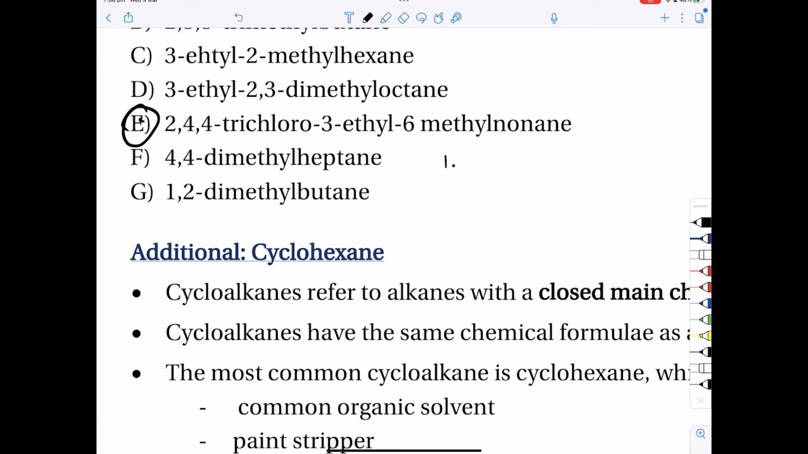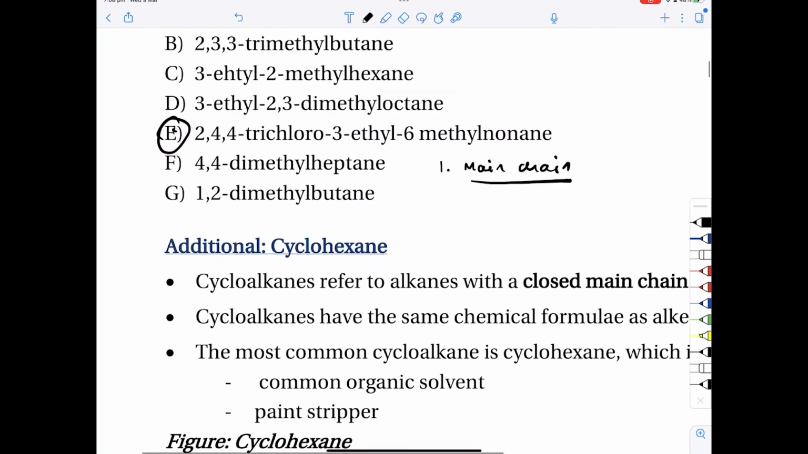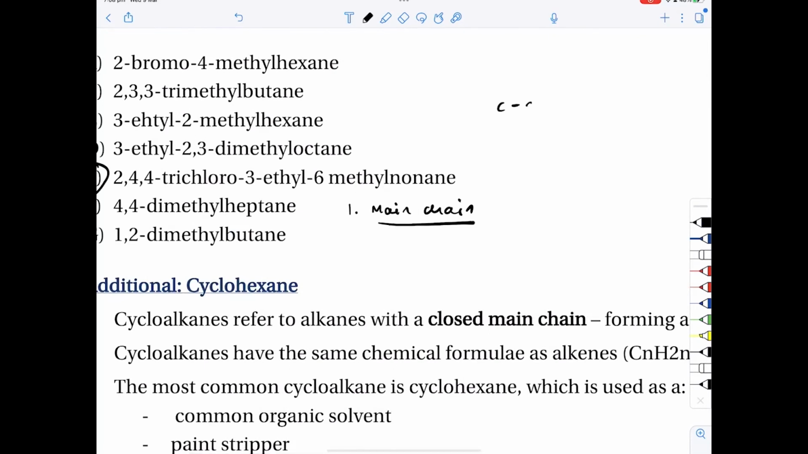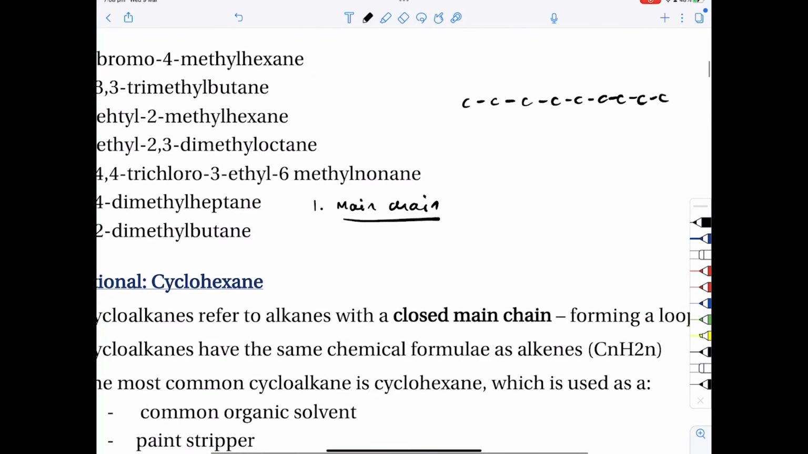Well, I started with the last word, so it's a nonane. Good, so what do you do? You draw the nonane, which is 9 carbons: 1, 2, 3, 4, 5, 6, 7, 8, 9. Good. What do you do then?